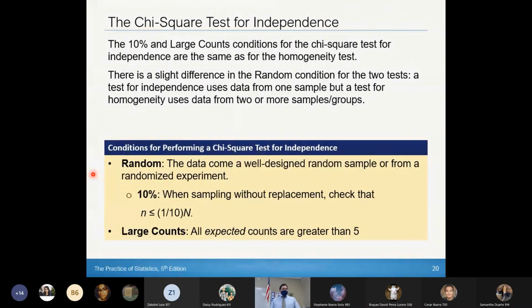The chi-square test for independence. The 10% and large counts conditions for the chi-square test for independence are the same as for the homogeneity test. There's a slight difference in the random condition for the two tests. A test for independence uses data from one sample, but a test for homogeneity uses data from two or more samples or groups or treatments. All right, so we have the random condition: data come from a well-designed random sample or from a randomized experiment. 10%: sampling without replacement, check that n is less than or equal to 1/10 of N. And large counts: all expected counts are greater than 5.